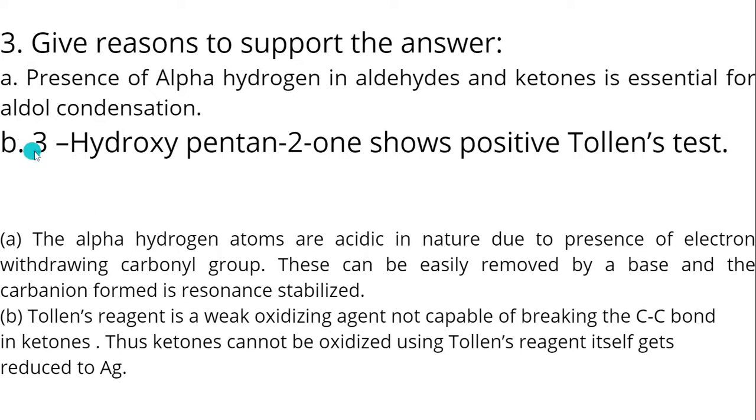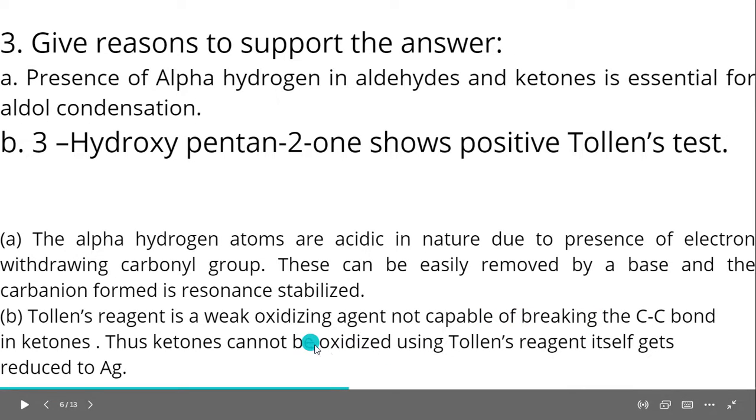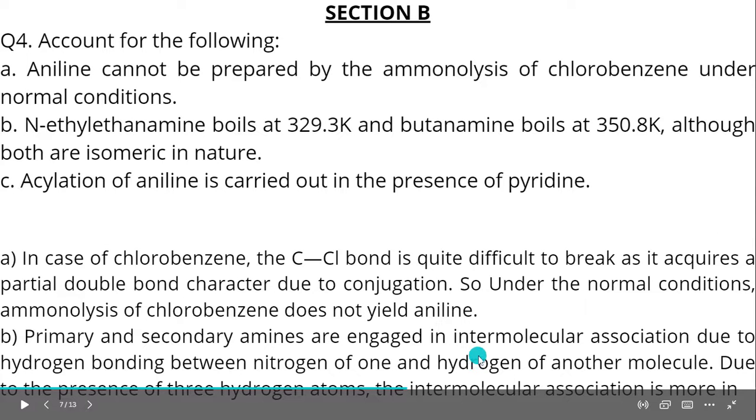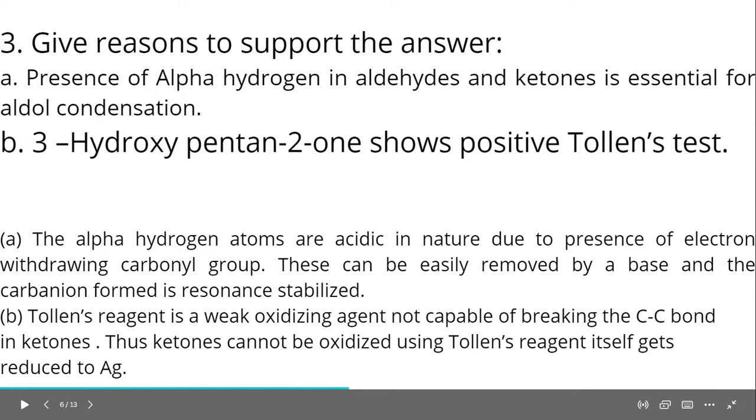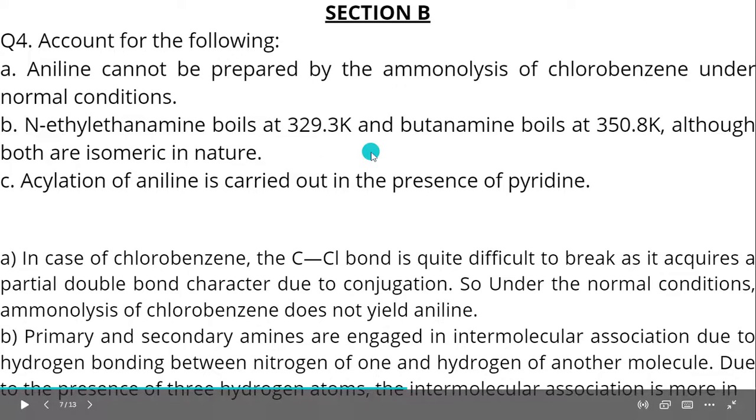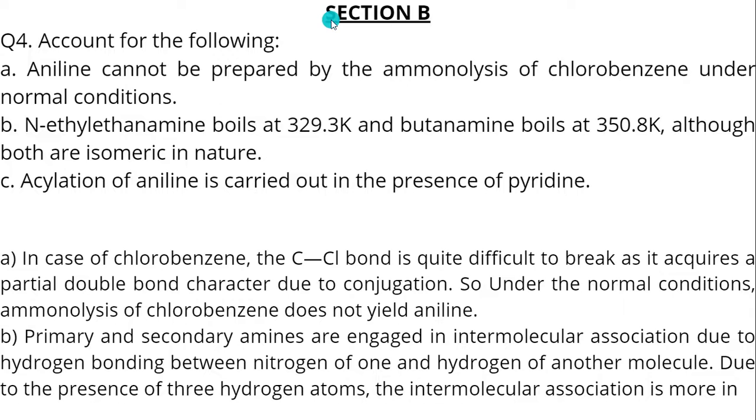The second part is that 3-hydroxypentan-2-one shows a positive Tollens test. What does this mean? Tollens reagent is a weak oxidizing agent that is not capable of breaking the C-C bond in a ketone. Thus, a ketone cannot be oxidized using Tollens reagent and Tollens reagent itself gets reduced to Ag. That's how we completed Section A, which is of 2 marks.